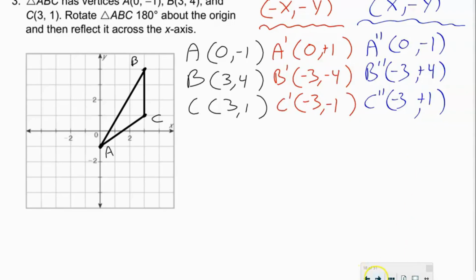All right, now I'm going to plot out the points. So I've got A prime, which is (0, 1). Same place as the original A here. And I got B double prime, which is (-3, 4). I go over 3 and then up 4. And I got C double prime. I go left 3 and up 1. And then I connect my dots. So that's rotated 180 degrees and then flipped across the x-axis.